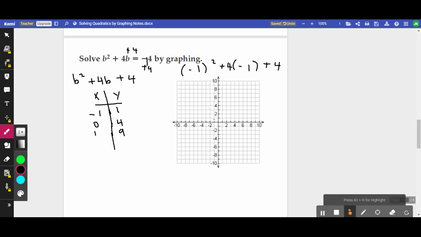So negative 1 would be here. And then 0, 4, 1, 9. So over to 1 and then up to 9 here. And then the coefficient of your x squared term, they're b's here, but it'll be the same. It's positive. So this is going to open up like the other two we've done so far today, which means it's coming down this way.